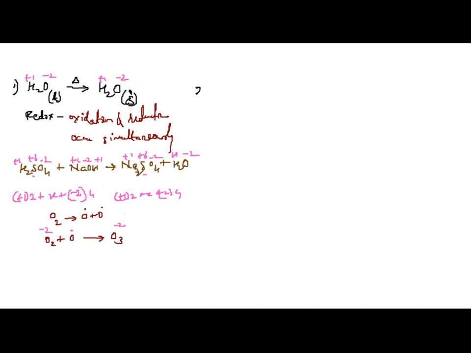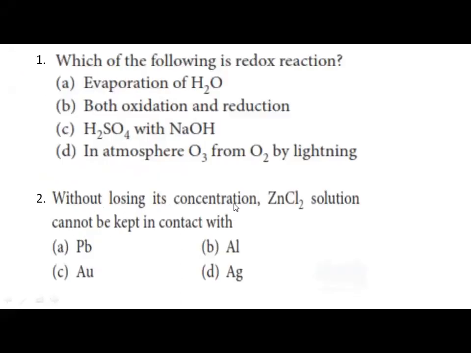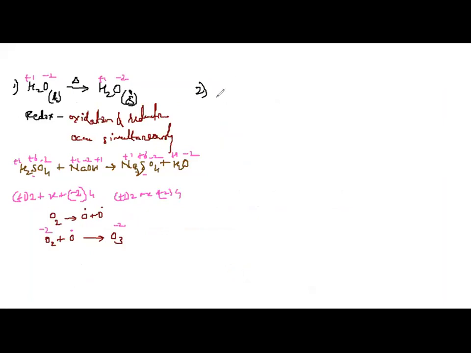Moving to the next question. Without losing its concentration, ZnCl2 solution cannot be kept in contact with which of these: lead, aluminium, gold, silver? What is the expectation in this question? It means with which of these elements ZnCl2 will react, since the others can be kept in contact without changing its concentration.